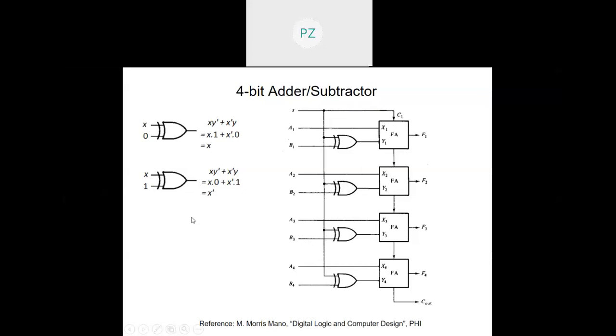So whenever I complement a number and add 1 to the least significant bit, what do I get? I get 2's complement, right? So basically F1, F2, F3, F4 are going to give me A plus B bar plus 1, where A is A1, A2, A3, A4 and B is B1, B2, B3, B4. Because of this, I am getting B1 bar, B2 bar, B3 bar, B4 bar. So I can say that I am getting B bar, right?